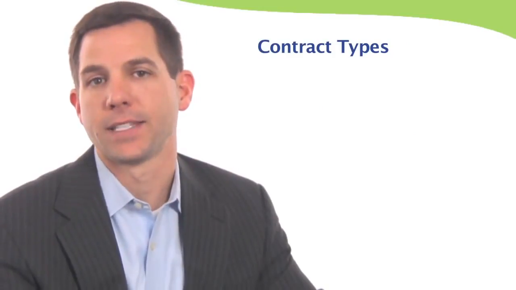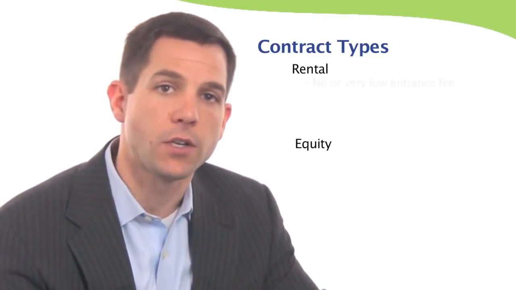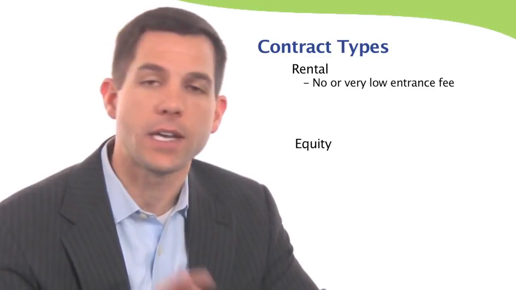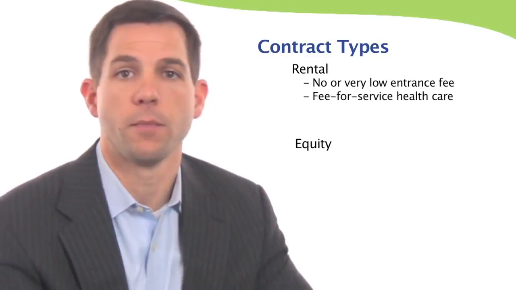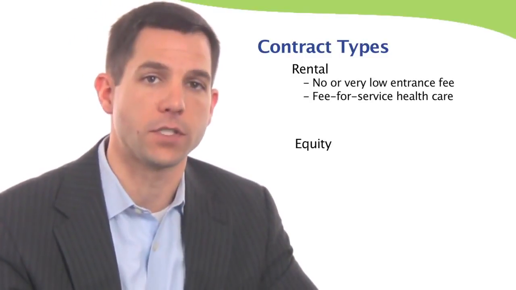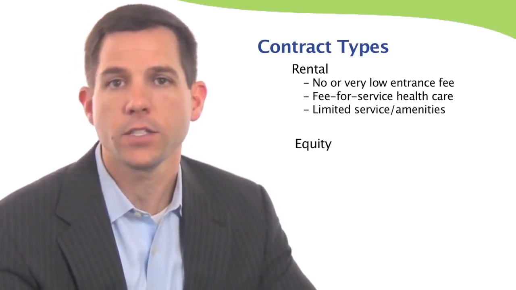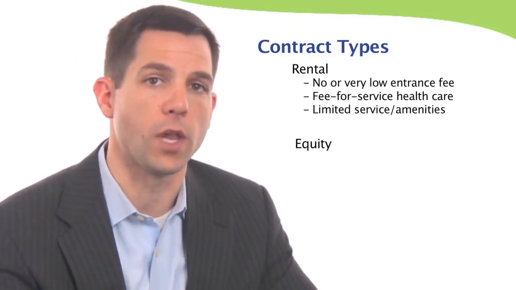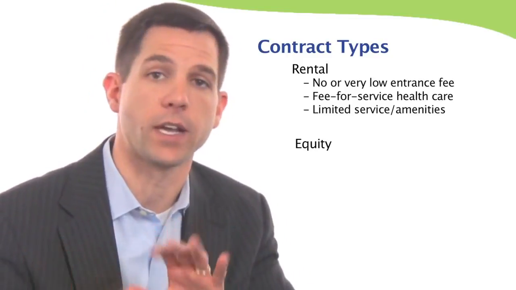So the 2 remaining types of CCRC contracts are rental and equity. A rental contract will have no entrance fee, or maybe a nominal one, and all care is paid for at the full per diem rate, much like a Type C contract. Typically, you'll not find the same level of services and amenities that one of the other types of contracts offer. This is really intended to be the most affordable option among CCRC communities, notwithstanding the cost of care.